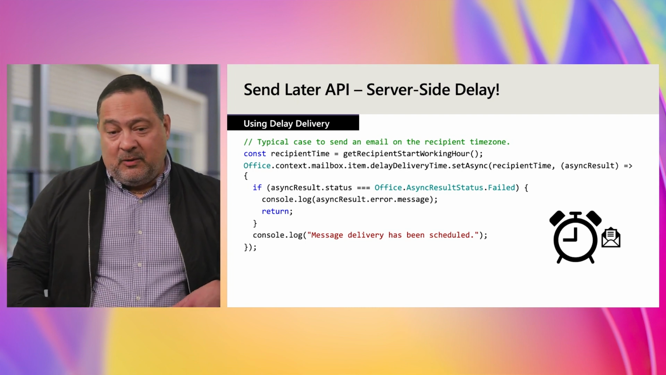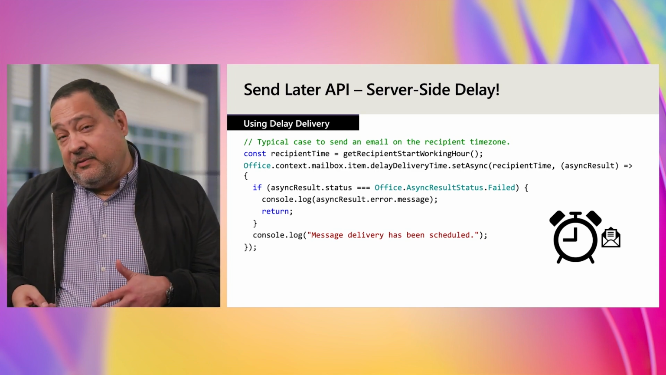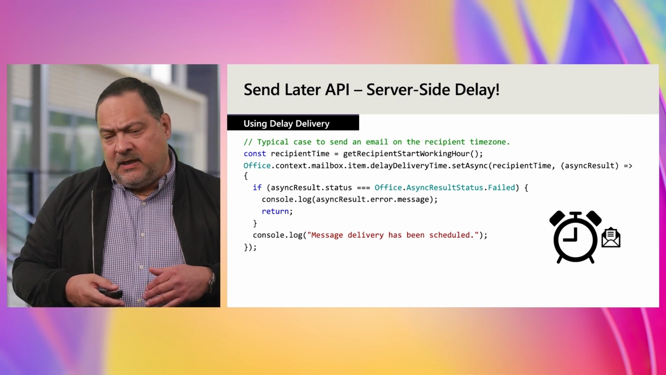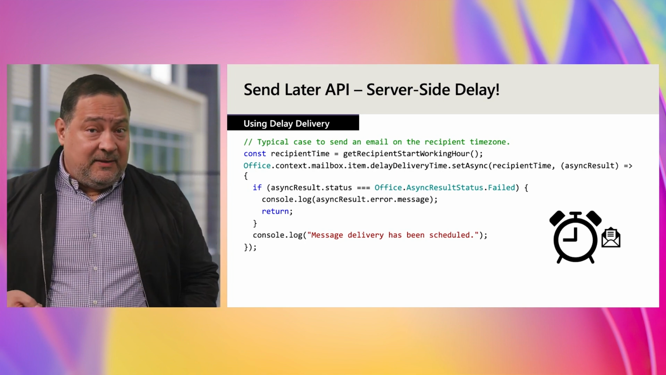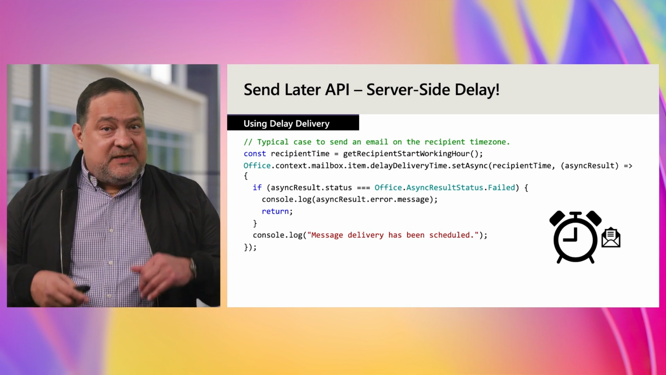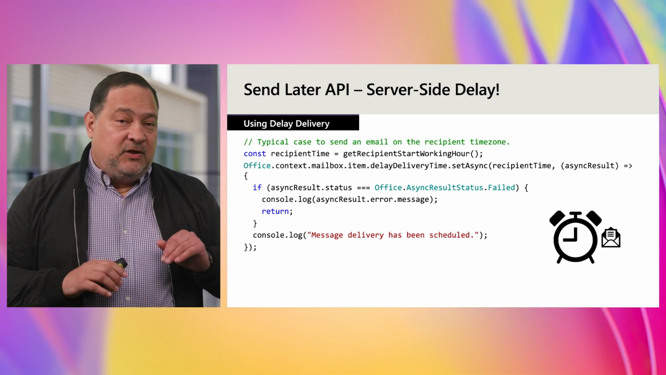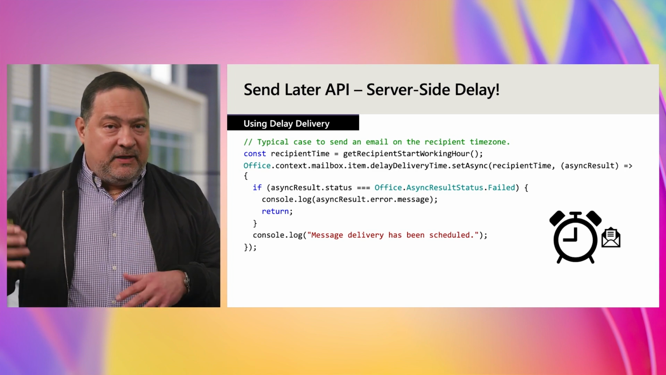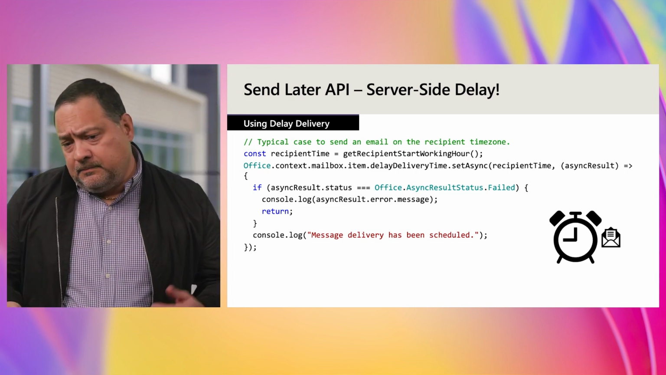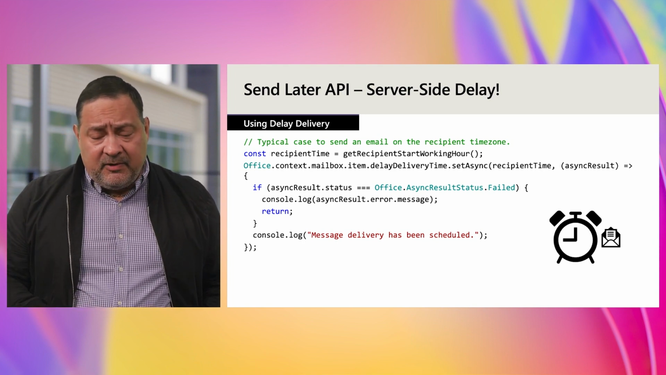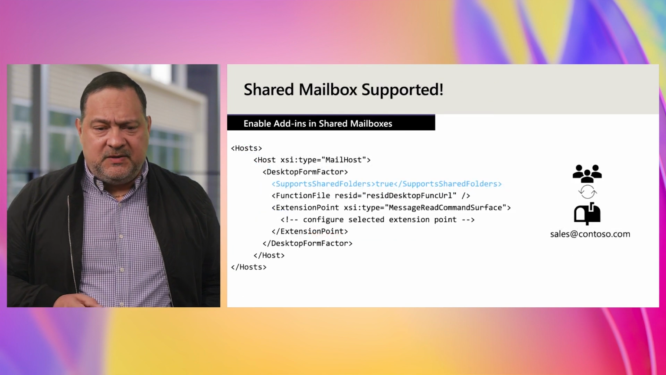So this code sample is showing you how easy it is to use the delay delivery object on the item object of the API, so that you can actually set a date and time when you want the email to go. The good news is that this is a server-side delay delivery, which means that you don't have to worry about having Outlook open in order for the email to go when the time is reached. The email is just going to go. So this is a highly requested feature. Play with it. It's already in the Mailbox 1.13 release.